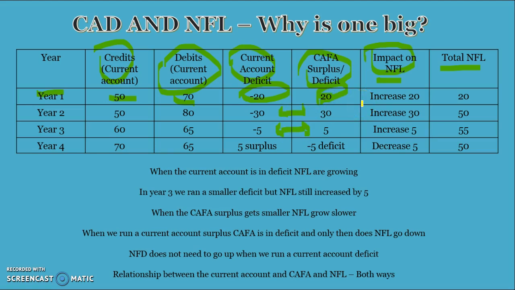And because we are borrowing and selling more assets, that means that our total impact on net foreign liabilities will increase by 20 as well. So if this was the first year we were in existence for our economy, at the end of the first year we would have net foreign liabilities of 20.